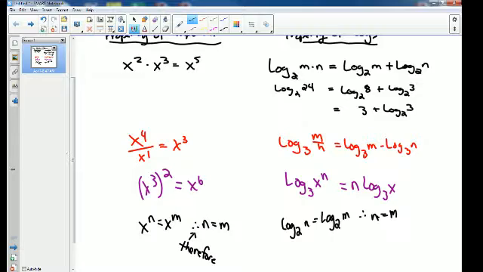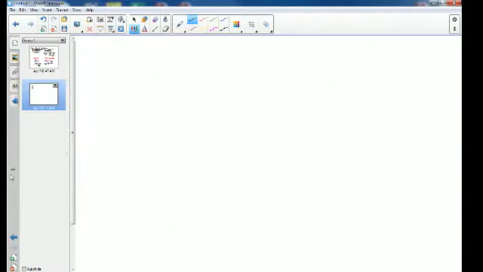2 cubed is 8, correct? That's why 2 cubed is 8. You're trying to find the exponent of 2 that makes it. Alright, let's solve an equation here.